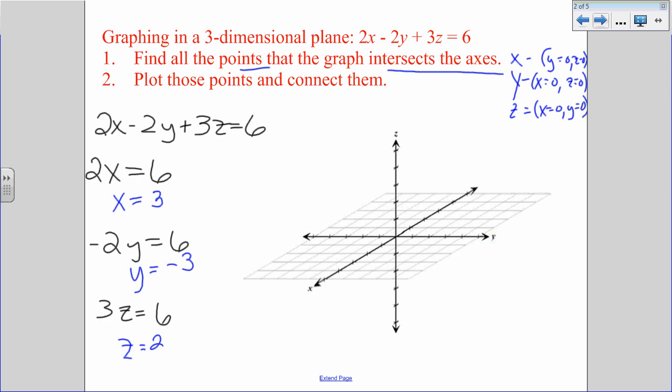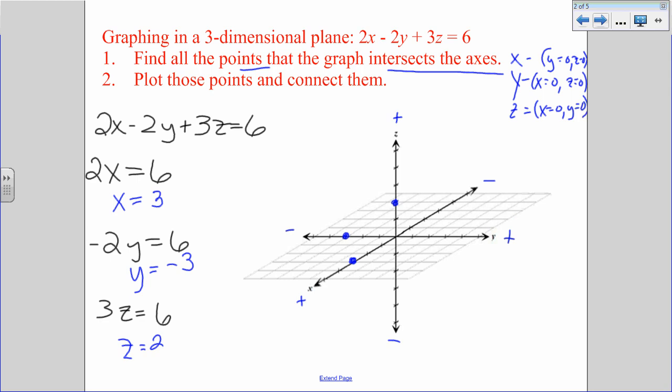Well, ladies and gentlemen, these are actual points on your axis. So we're going to take and plot 3 on the x-axis. Remember, this is positive, negative, positive, negative, positive, negative. Thank you, Mr. Gluck. That helps out. So I'm going to go to positive 3 on the x-axis, and I'm going to put a point. I'm going to go to negative 3 on the y-axis, and I'm going to put a point. I'm going to go to positive 2 on the z-axis, and put a point.